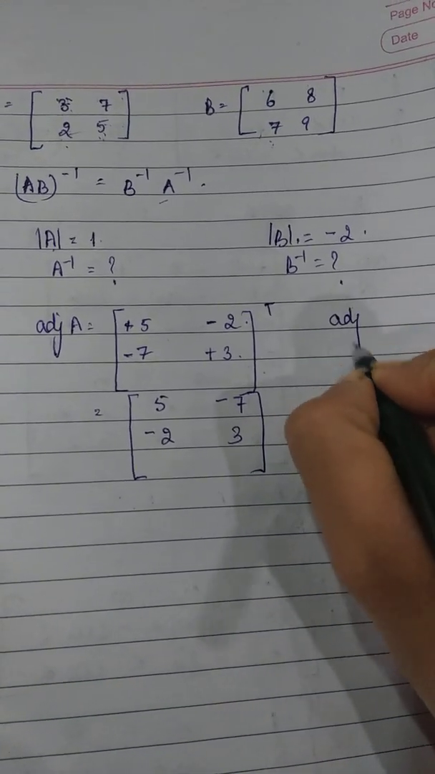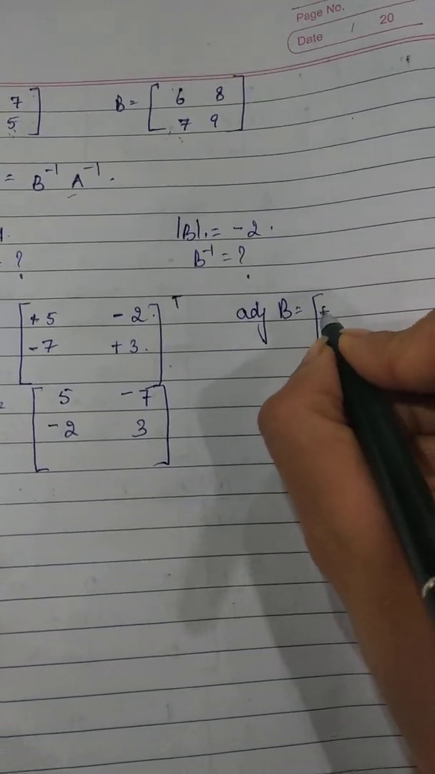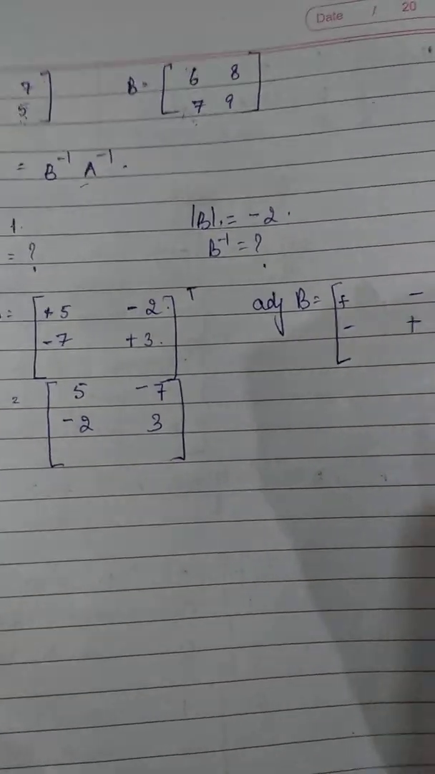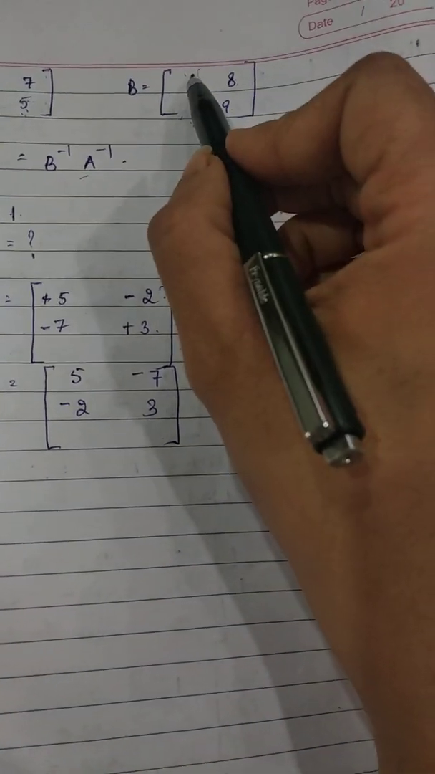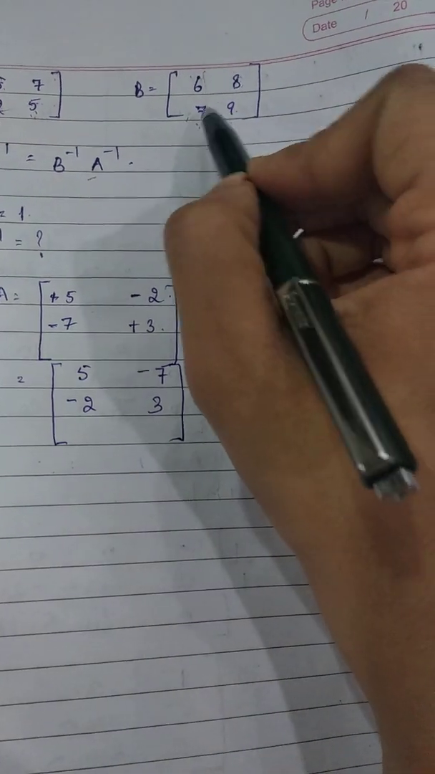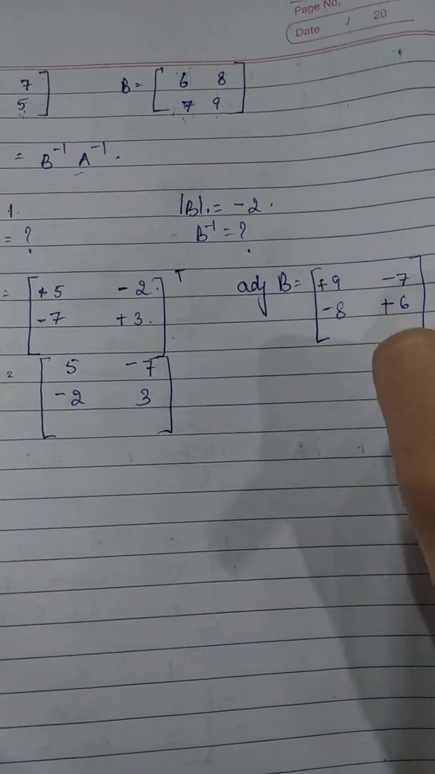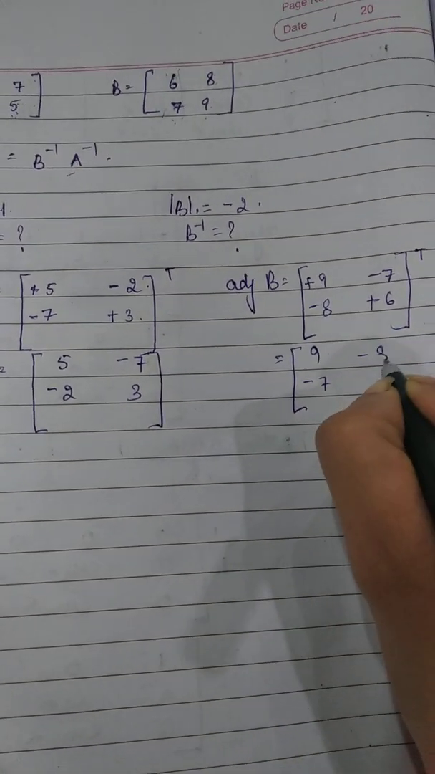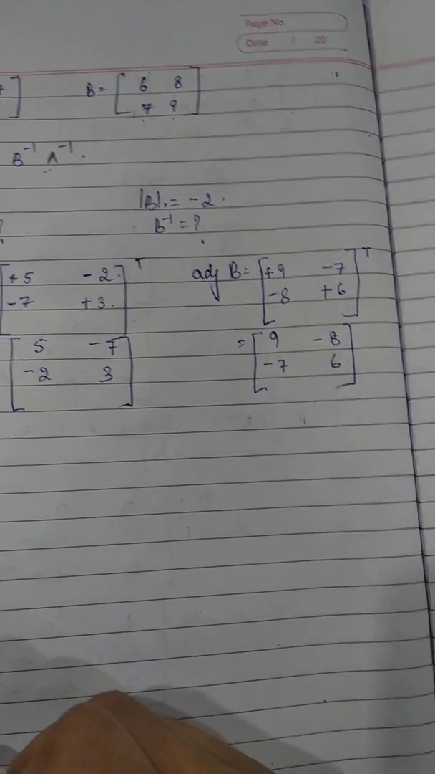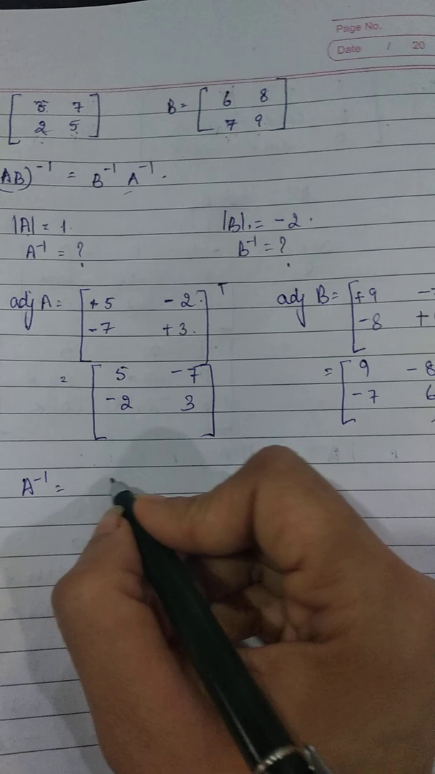Likewise, we'll be finding the adjoint of B. Adjoint of B would be again positive, negative, negative and positive. So eliminate this column and this row, that's 9. Eliminating this particular row and this particular column, that's 7. Eliminating this and this, we have 8. Eliminating this, we have 6. Find its transpose. So this is 9, minus 7, minus 8 and 6. Likewise, what is A inverse? Adjoint of A upon determinant of A.